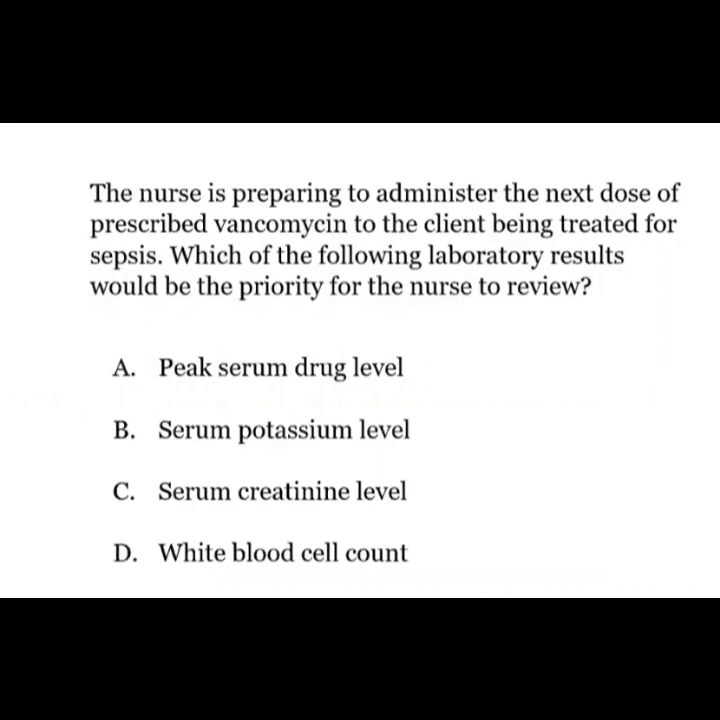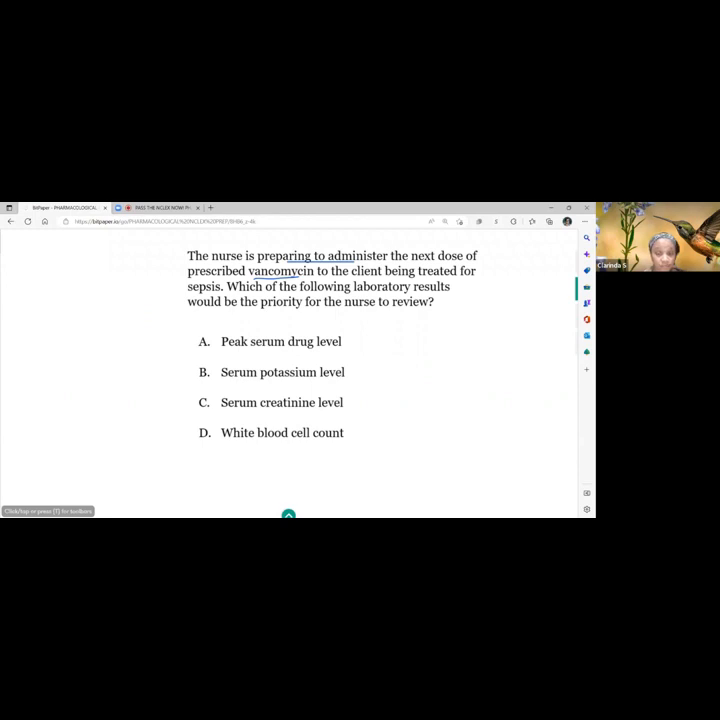All right, next question. So we looked at that outline, and sometimes we may have to assess lab results or make sure that we're not giving a med if it's contraindicated for a reason. So in this question, the nurse is preparing to administer the next dose of prescribed Vanc. All right, and this patient's getting Vanc because they're being treated for sepsis. And our query is, which of the following lab results would be the priority? So we want to know which of these lab results is most important for us to review, and it may be the first one you really need to look at.